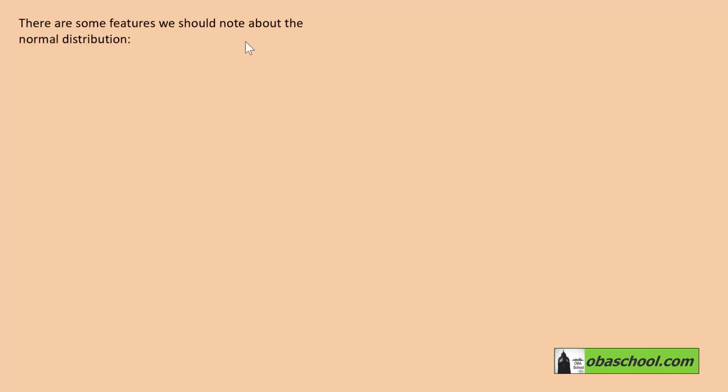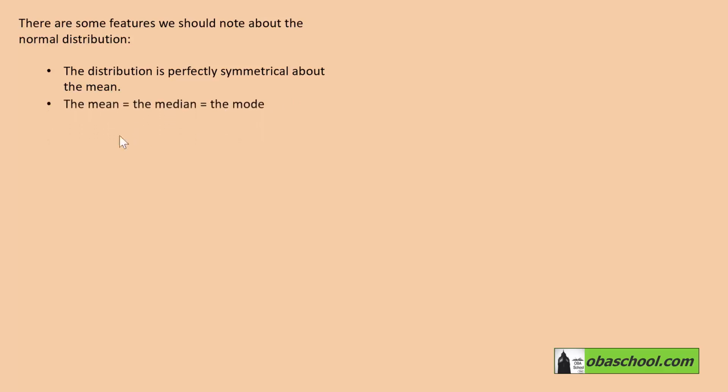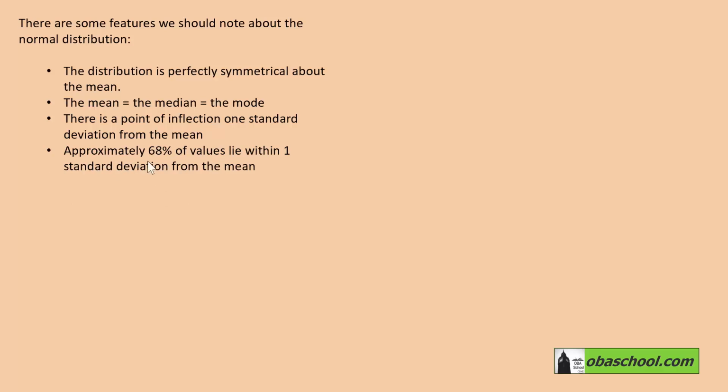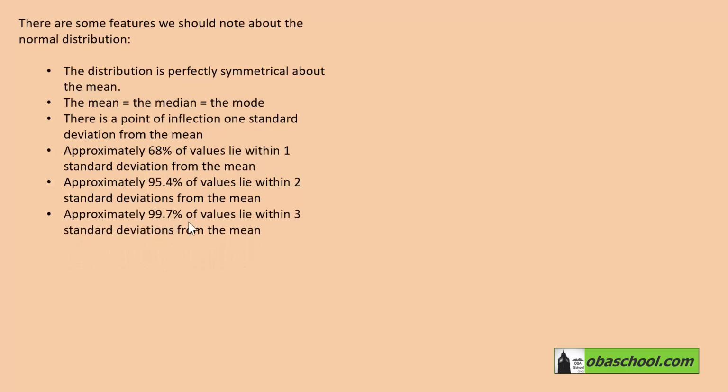There are some features we should note about the normal distribution. The distribution is perfectly symmetrical about the mean. The mean is equal to the median is equal to the mode. There is a point of inflection, one standard deviation from the mean. Approximately 68% of values lie within one standard deviation from the mean. It's approximately 95.4% for 2 standard deviations and 99.7% for 3 standard deviations.